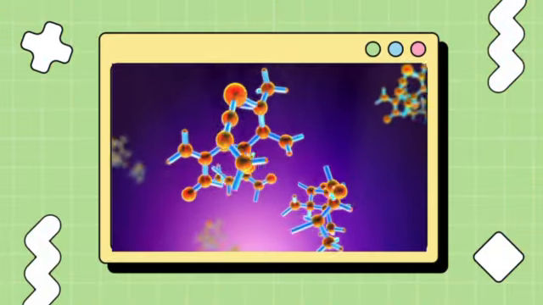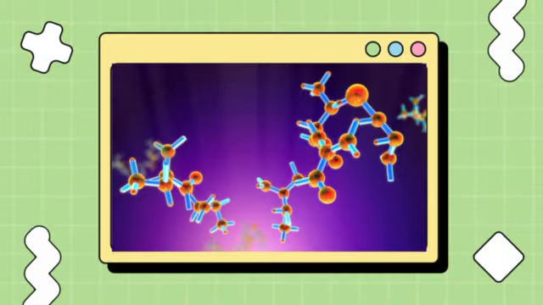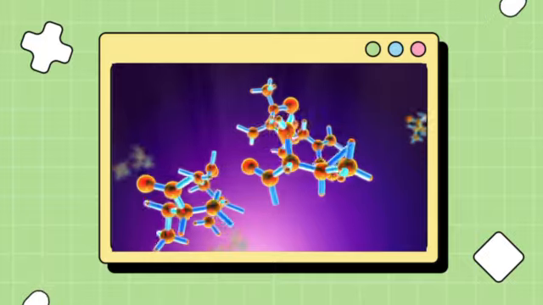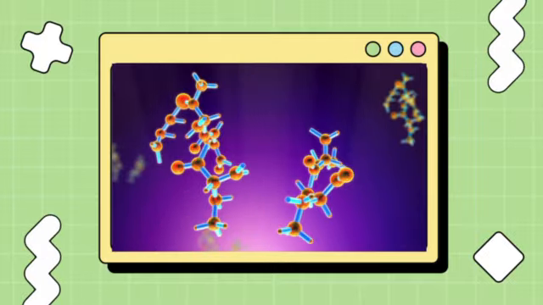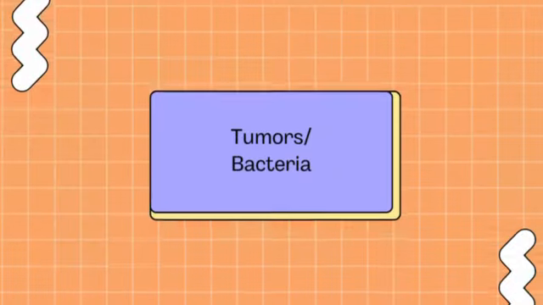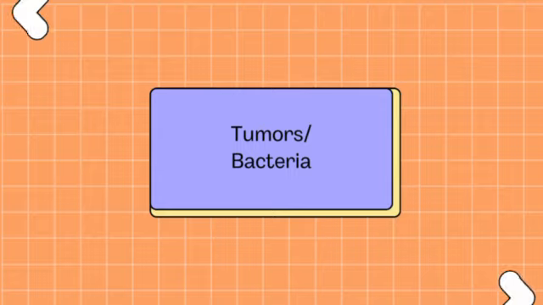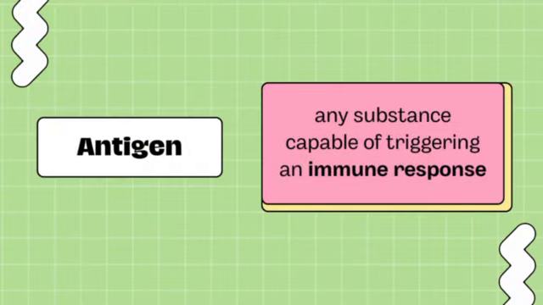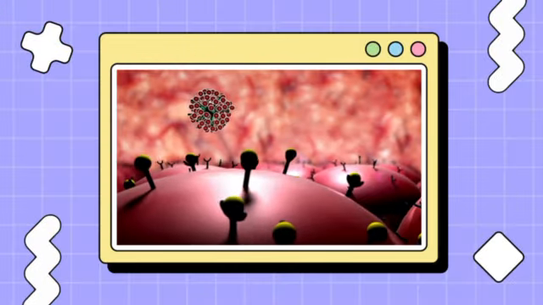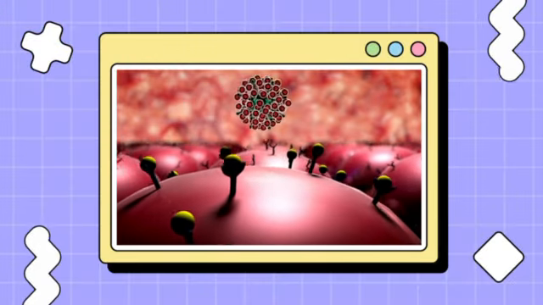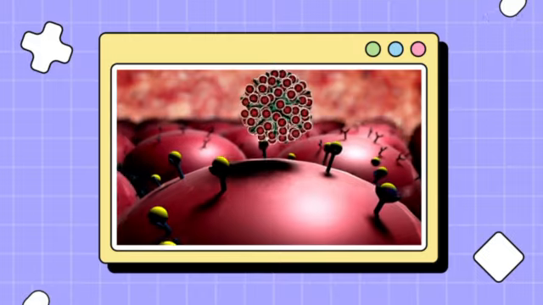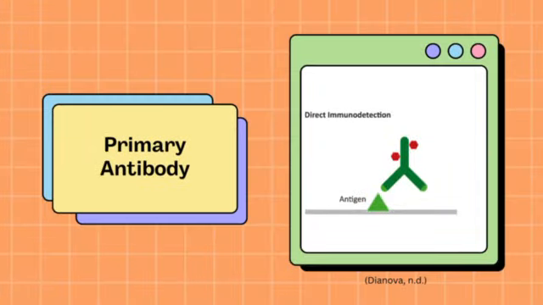Think of antibodies as the star of our immune system, proteins constantly circulating throughout the body, looking for harmful cells disguised as self, such as tumors or foreign pathogens such as bacteria. To identify these intruders, antibodies look for antigens, defined as any substance capable of triggering an immune response. When antibodies recognize antigens, they bind, with the goal of destroying the antigen and returning to homeostasis.